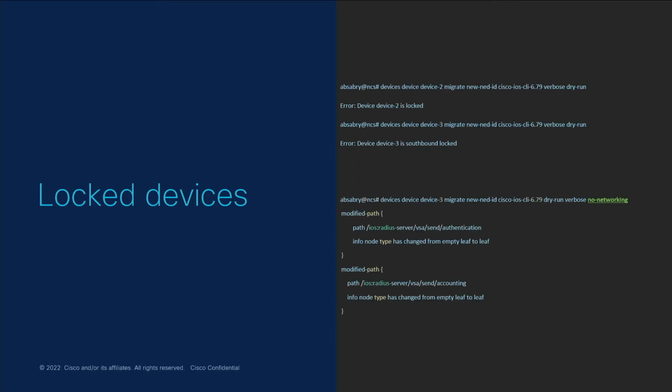Locked devices. So this is just a possibility, of course. If you try to run NED migration and you have some locked devices for whatever reason, southbound locked or locked, you actually face errors: a device is locked, device southbound locked. And what you can do, operational-wise, if you have to migrate your devices to that NED, is do it in no networking. It works, but you have to unlock the device, maybe sync from later on. But it's just an option.